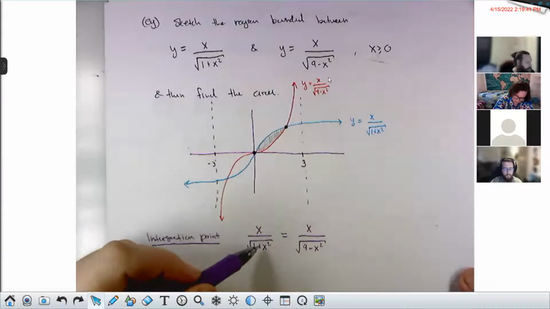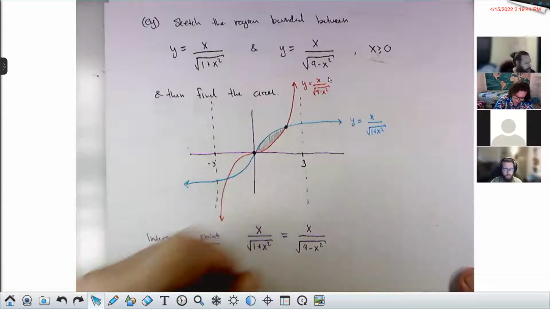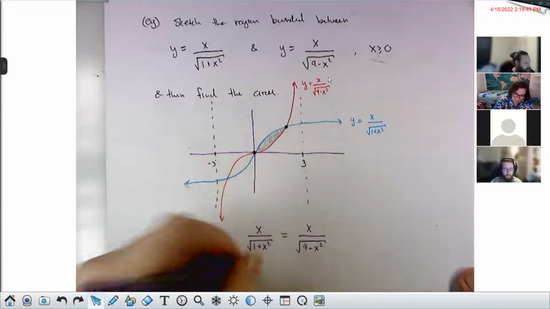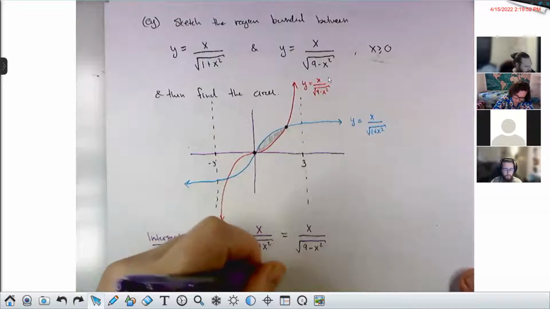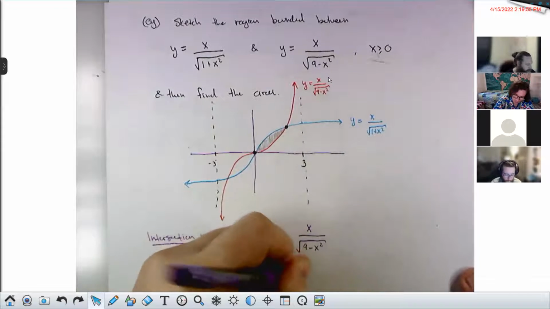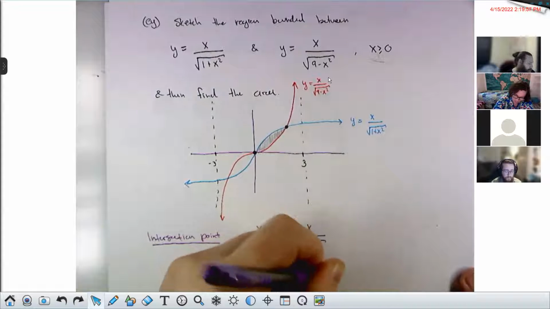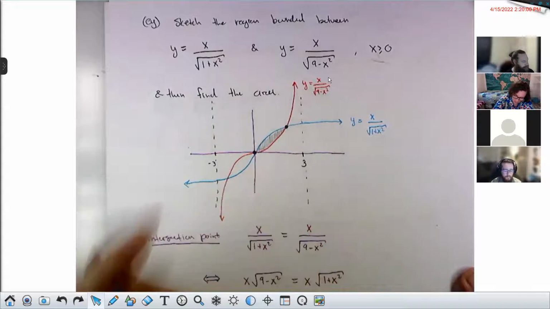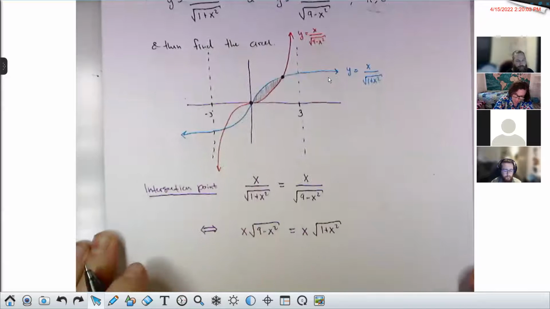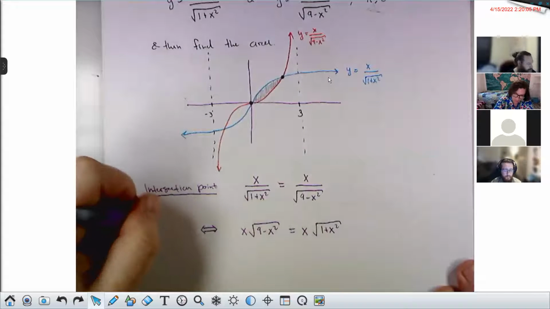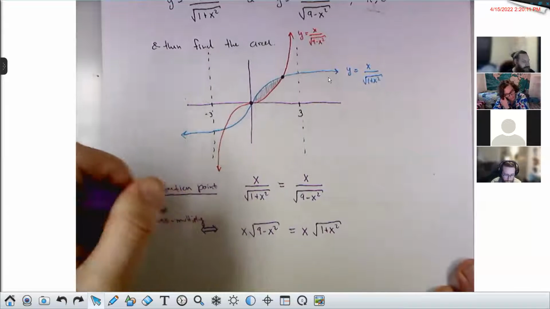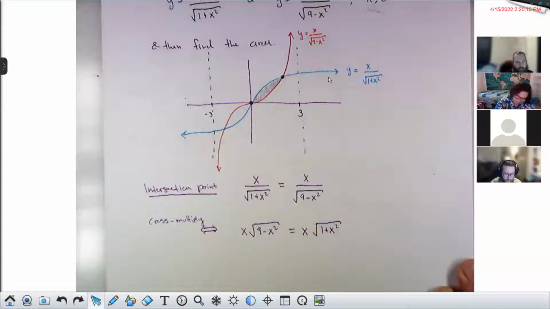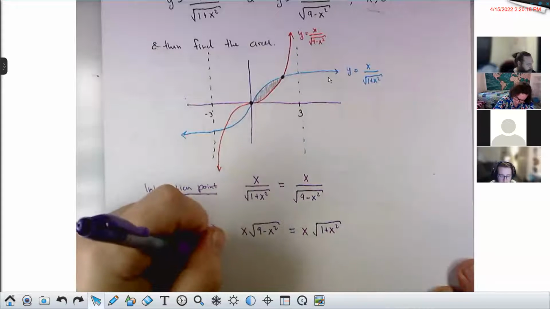So if I multiply both sides by the square root of 1 plus x squared and the square root of 9 minus x squared, I'll get x times the square root of 9 minus x squared equals x times the square root of 1 plus x squared. And the step here was just to cross multiply. Then I can square both sides to get rid of the square roots.